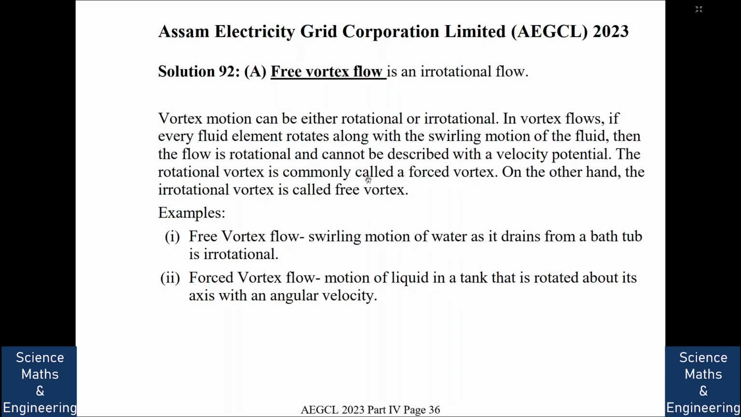Now see, vortex motion can be either rotational or irrotational. In vortex flows, if every fluid element rotates along with the swirling motion of the fluid, then the flow is rotational and cannot be described with a velocity potential. The rotational vortex is commonly called a force vortex. On the other hand, the irrotational vortex is called free vortex. Now, example of free vortex and flow force vortex are like this.